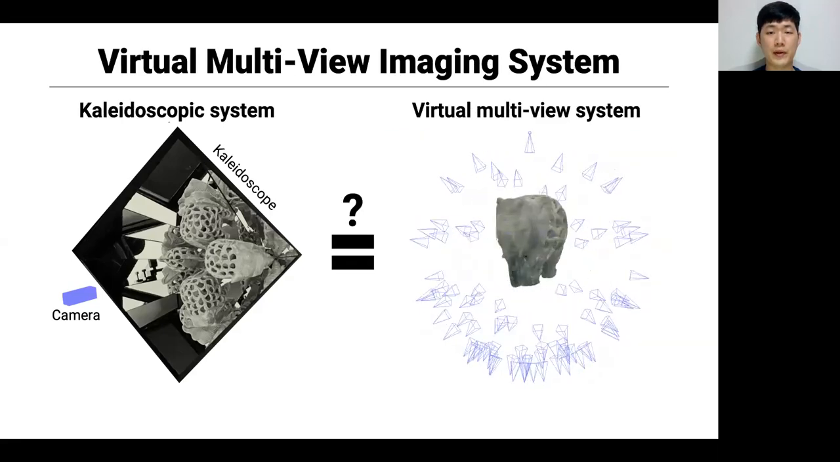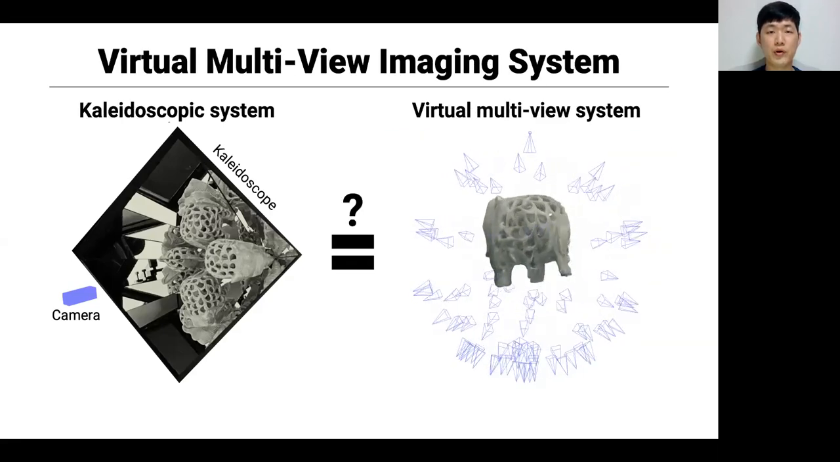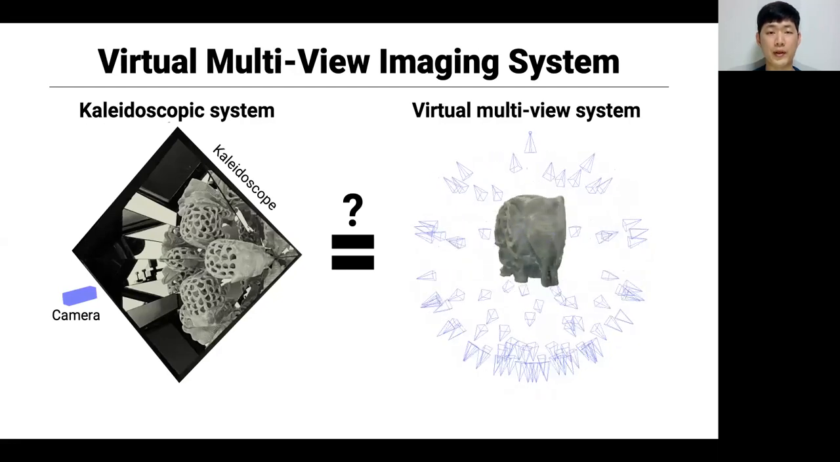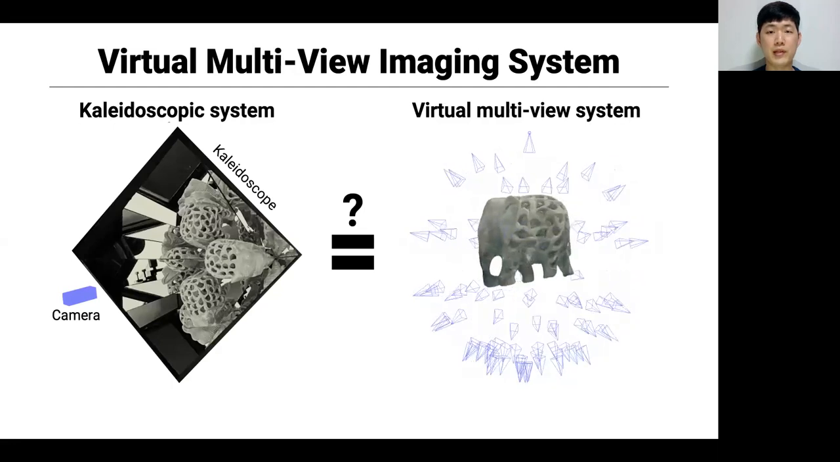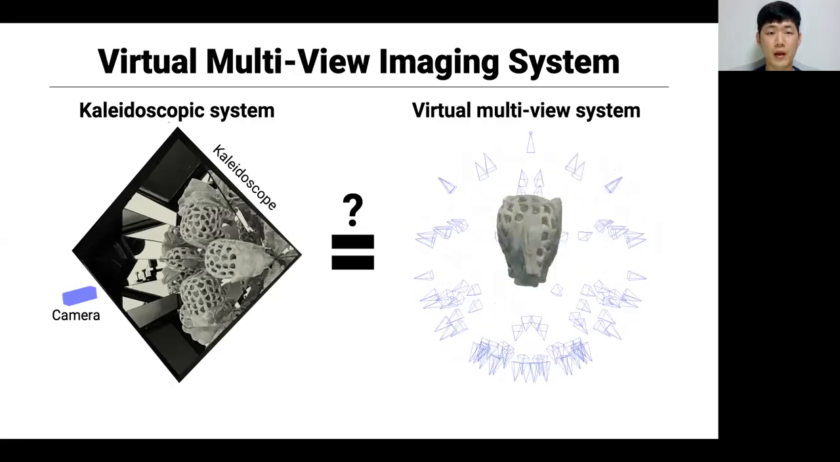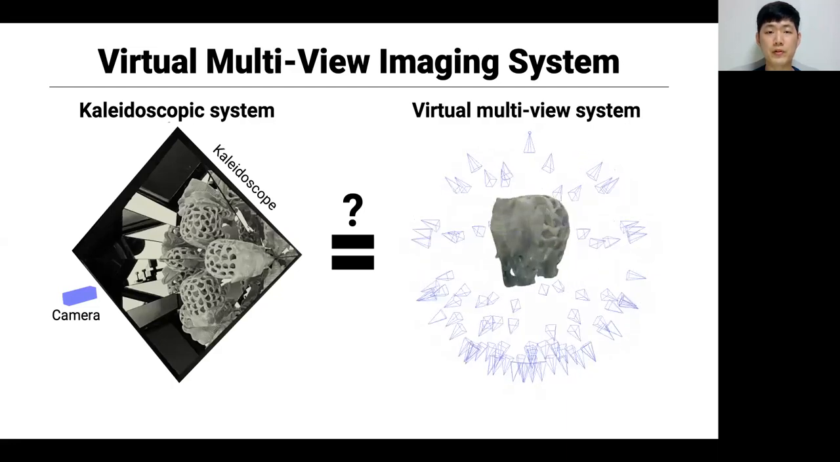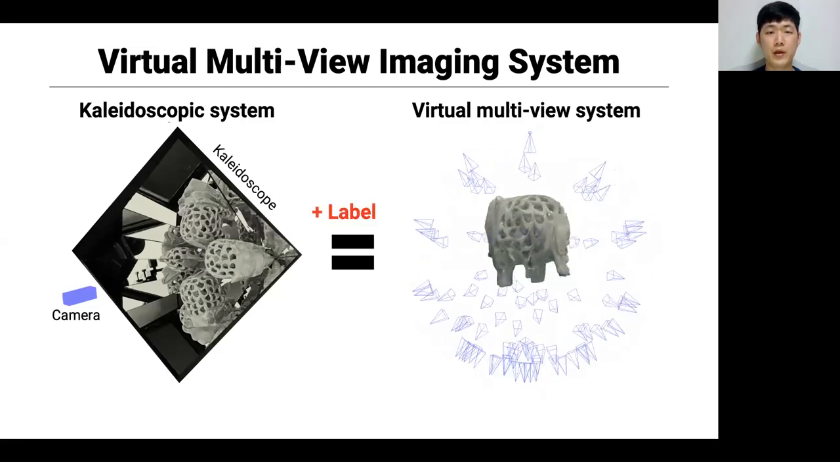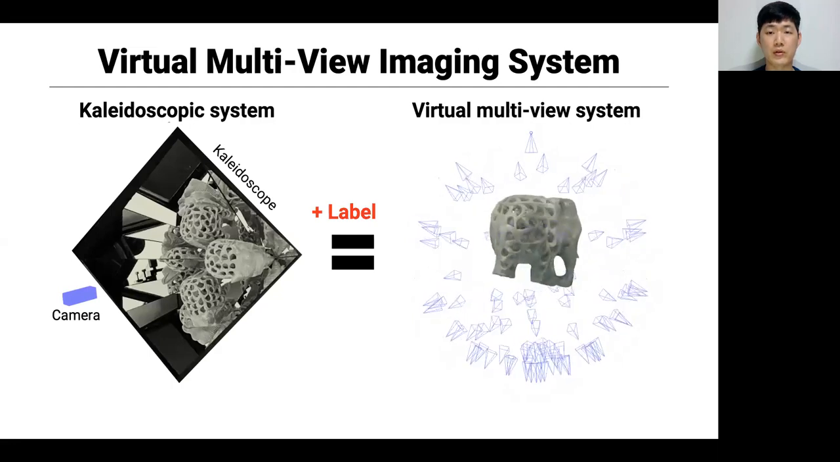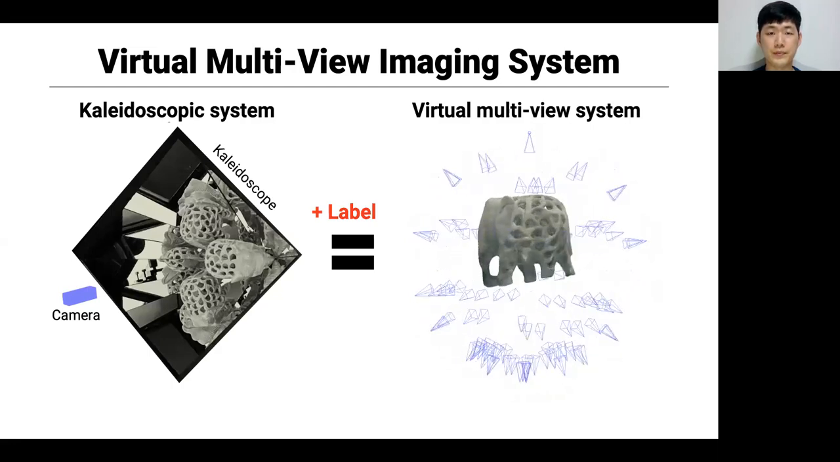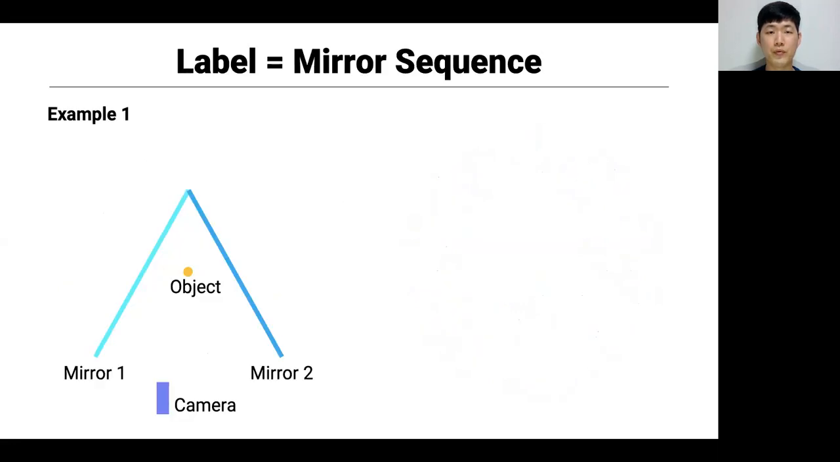With a kaleidoscope and a single camera, we can construct a virtual multi-view imaging system that is easy to build, calibrate, and deploy, with components that are easily available. However, can we directly use the kaleidoscopic system as a virtual multi-view system? To do so, we need the so-called label, that is, a virtual viewpoint associated to each pixel. I will show you an example of what the label is and why it is needed.